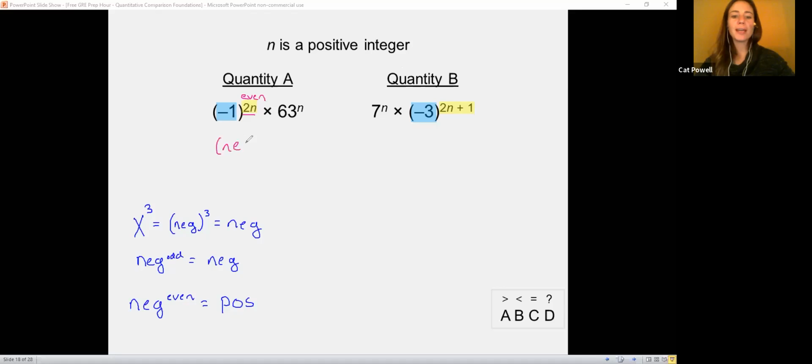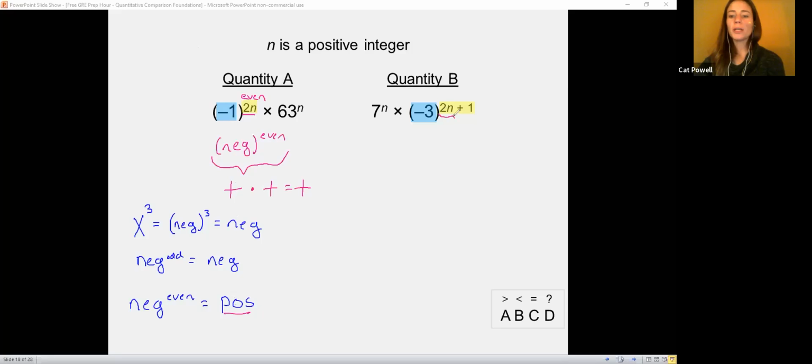So here I have a negative to an even number. What's this whole quantity A going to be in terms of sign? Not necessarily even. So a negative number to an even exponent is always positive. So -1 squared or -1 to the 4th, it's always going to be positive. And then 63 is also positive. So I have a positive times a positive. And that's going to give me a positive.